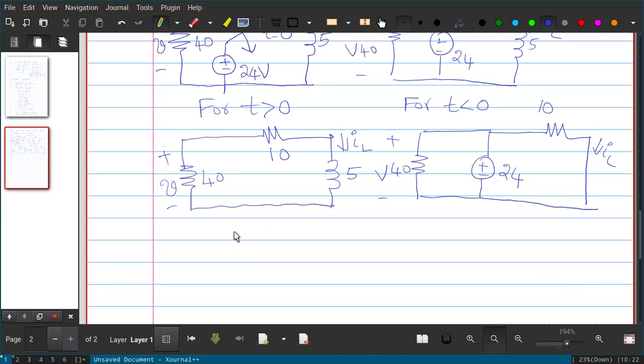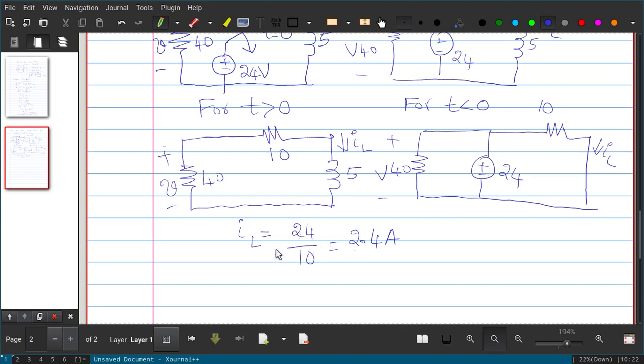So I can write IL. What is IL? IL is nothing but the current flowing through the 10 ohm resistor. The same thing will flow into the inductor. So what is the current flowing through the 10 ohm? That is 24 divided by 10, 2.4 ampere. You can see here the 24 volt battery appears across the 10 ohm. So 2.4 ampere you will get.